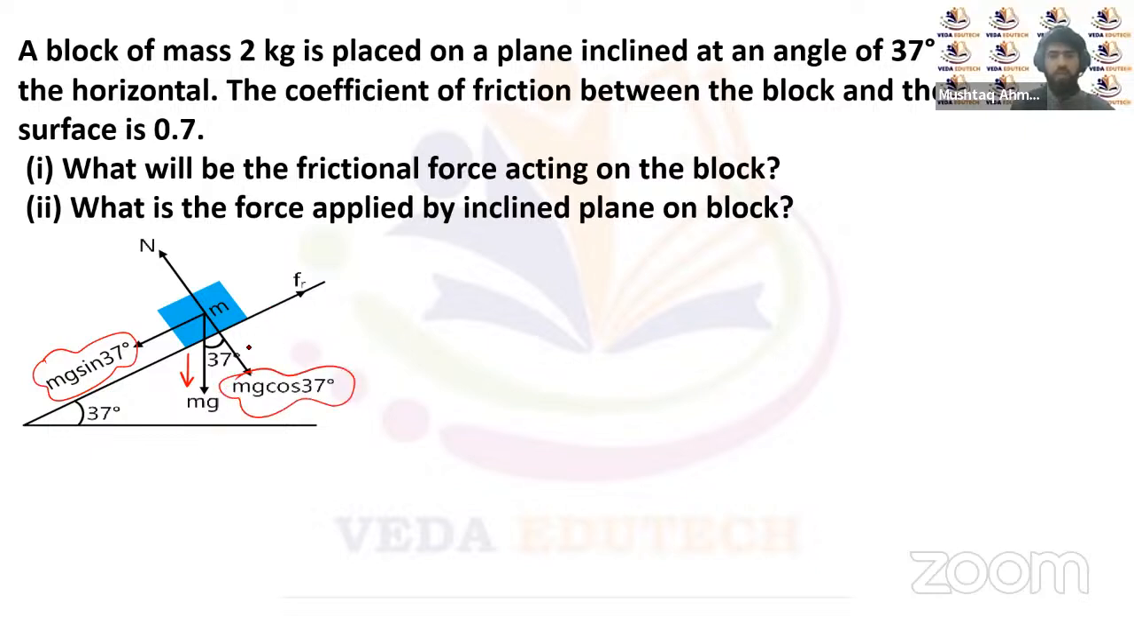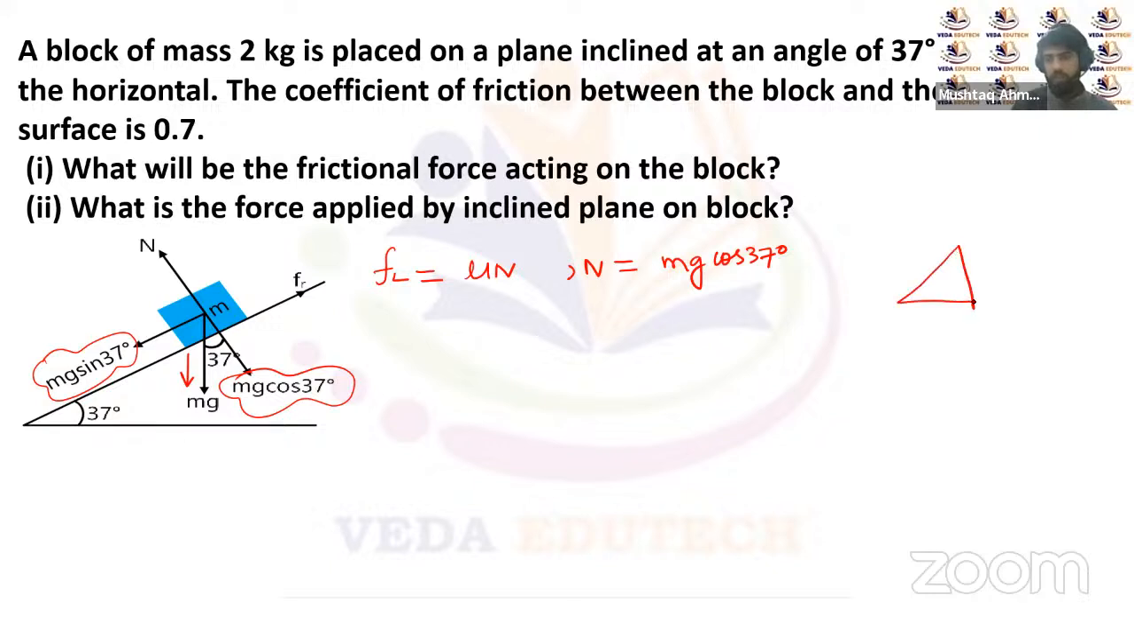Let's see whether the block will be static or not. It depends upon the amount of friction that acts on this block. So if we calculate the limiting value of the frictional force, it will be equal to mu times N, right? Mu is given as 0.7, and since there is no motion perpendicular to the plane for this block, the normal reaction must be equal to mg cos 37 degrees.